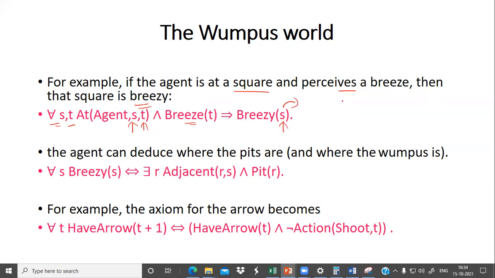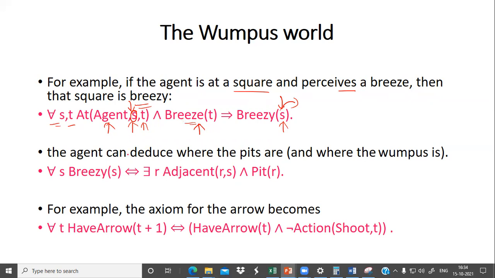Here state represents the room, or floor. So at the room s, the agent is experiencing breeze at time t. Currently the agent is at room s at time t, and it is experiencing breeze. Now we can conclude that that particular state is breezy. It is not that only at time t it will be breezy. No, at all times it will be breezy.